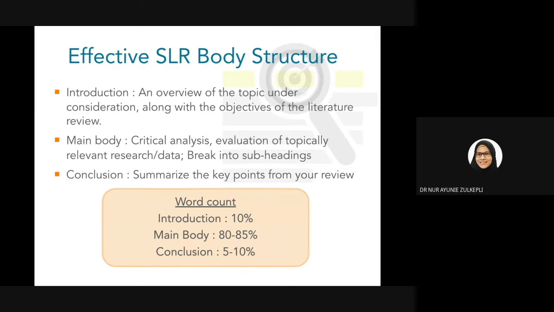And if you want to relate it to the word count, the introduction is usually about 10% of the total word count, the main body about 80 to 85%, and the conclusion usually 5 to 10% of the total word count.